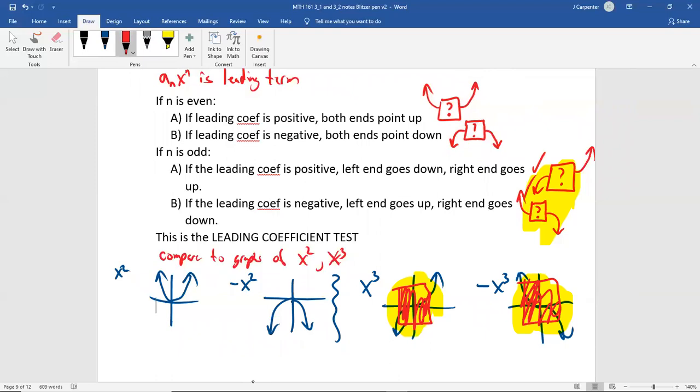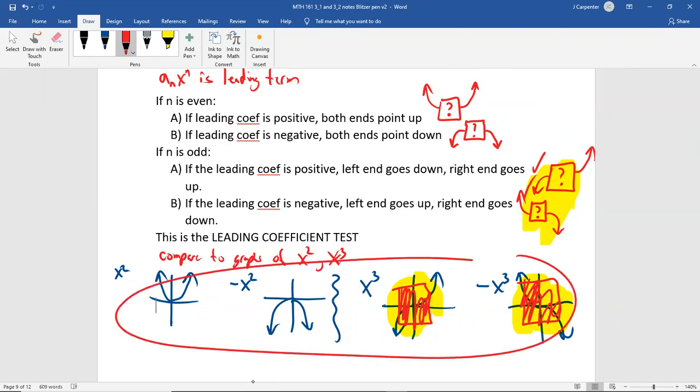I love borrowed information that we already understand versus blatant memorization of new things that might not have any sense or reasoning to them. You are already supposed to have memorized the x squared and x cubed graphs. You're already supposed to know how to do vertical reflections. So this is old stuff that, again, all you do is cut the middle section out and you get the whole thing: if your exponent's even, if it's a positive coefficient, both up. If it's negative, both down. If your exponent's odd, if the leading coefficient's positive, right up, left down; vice versa, left up, right down.